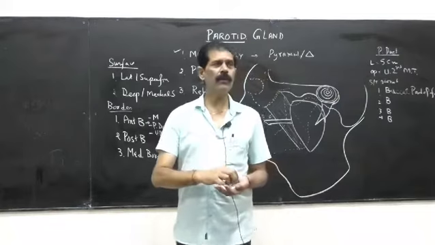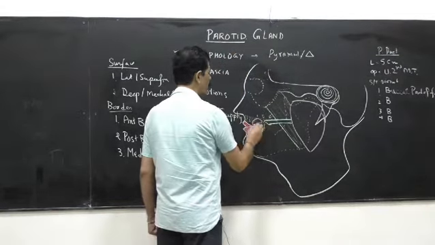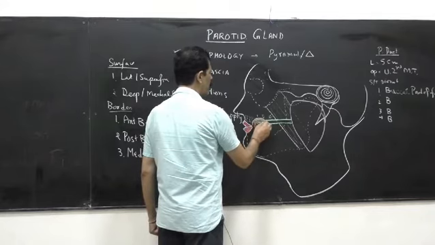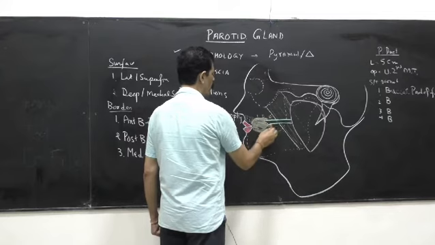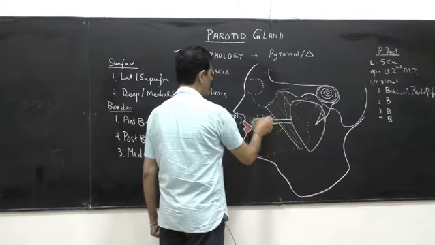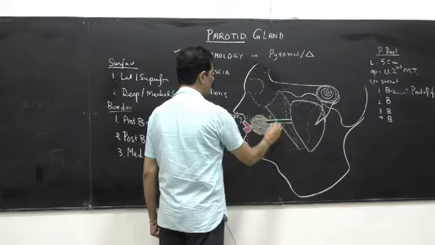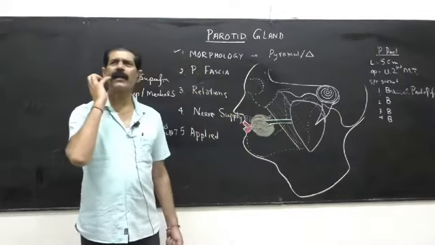And I have told you, this is called baby fat. It is very much abundant in the newborn babies. So fat is everywhere in the superficial fascia, but it is more abundant near the angle of the mouth. So it is a pad of the fat here.